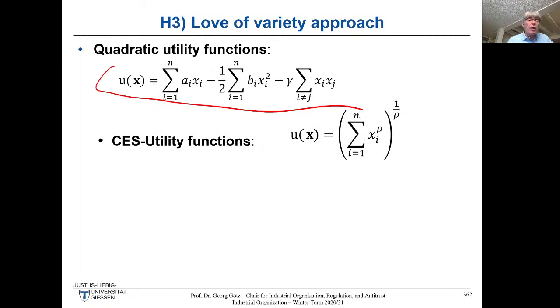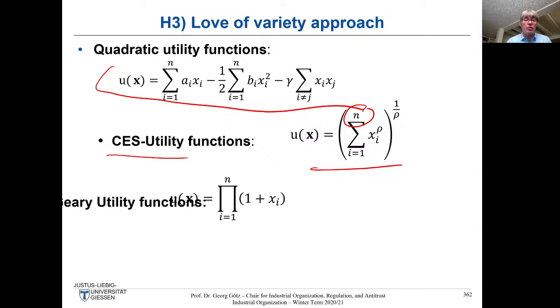The next example is the CES or Dixit-Stiglitz utility function, which you might know from the economics of innovation course, but which is heavily employed both in macroeconomics and in international trade theory. The nice thing about that function is that you also have end products, but it gives rise not to linear demand but to isoelastic demand functions.